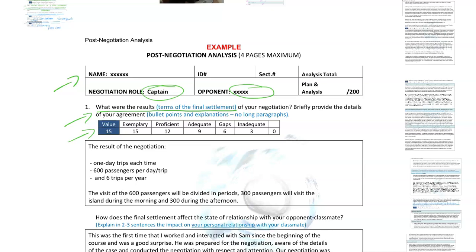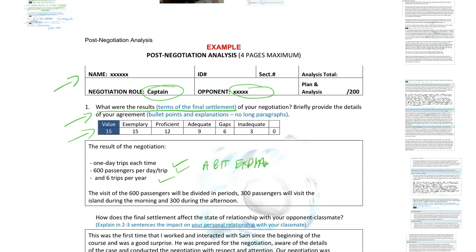So we're looking at 1-day trips each time. So that just describes for the case a cruise line that's visiting a particular island. So each trip is 1-day visit. 600 passengers disembark onto the island each day. And there's 6 trips like this per year. Ideally, a bit more explanation here.